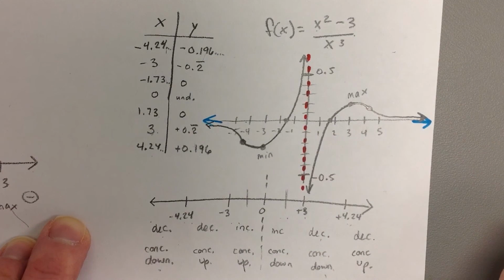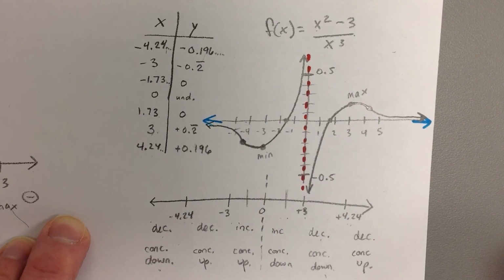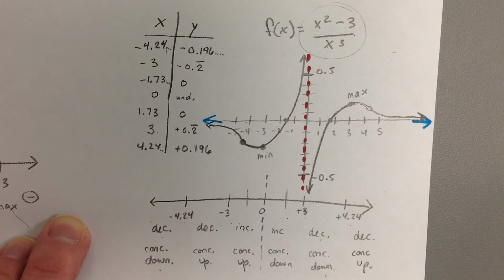There we go, and that'll do it. So that's all I need. That's as much as I need. A lot of information in that graph, but we used all of our tests to figure out what this equation looks like. So there we go.